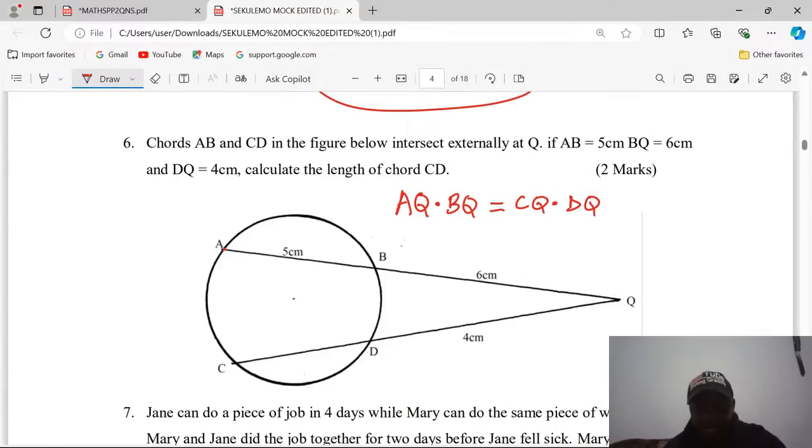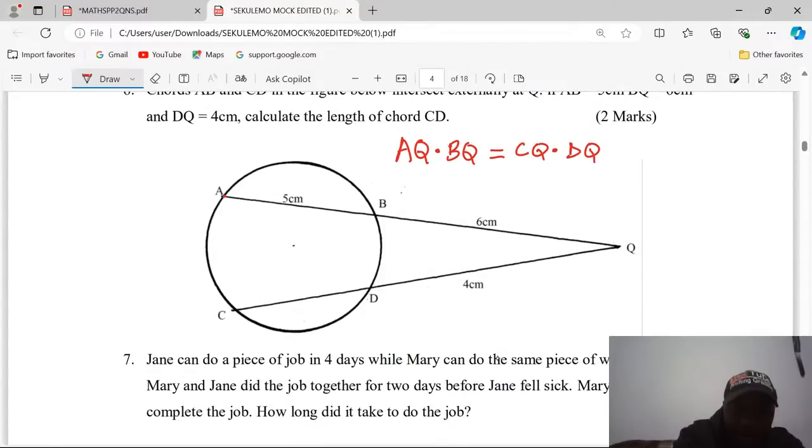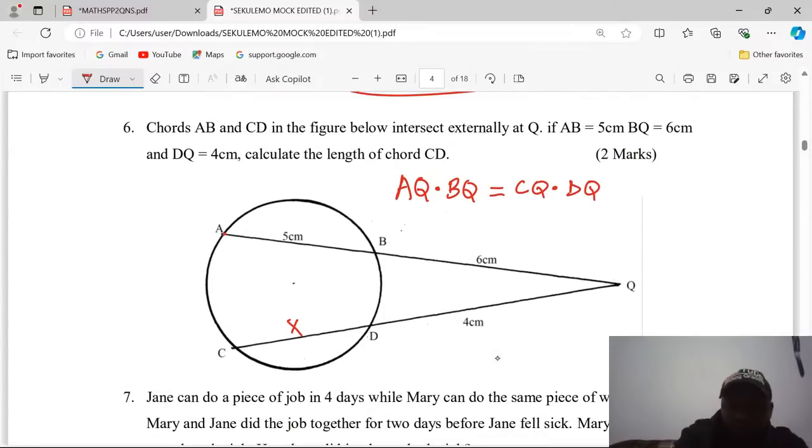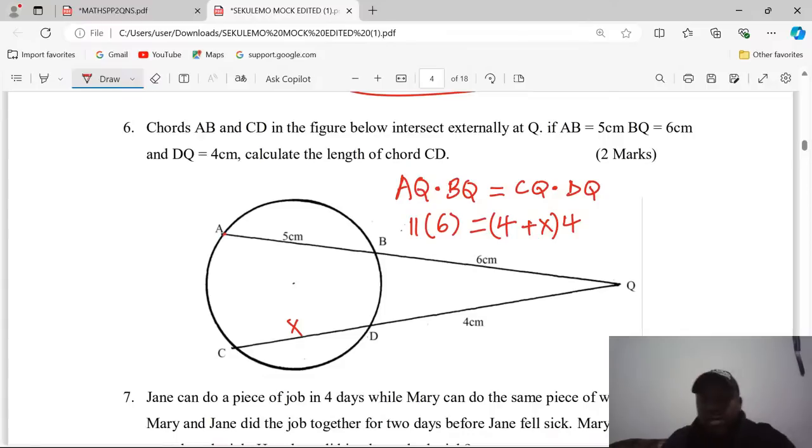If we let the unknown length be X, then AQ is a total of 11, that is 5 and 6. Then we multiply by the outer portion, 6. This will be the same as CQ, that is 4 plus X, and this should be multiplied by the outer portion, which is 4.